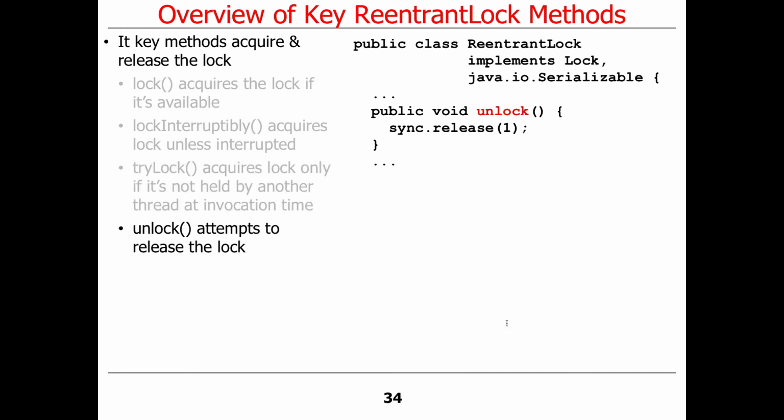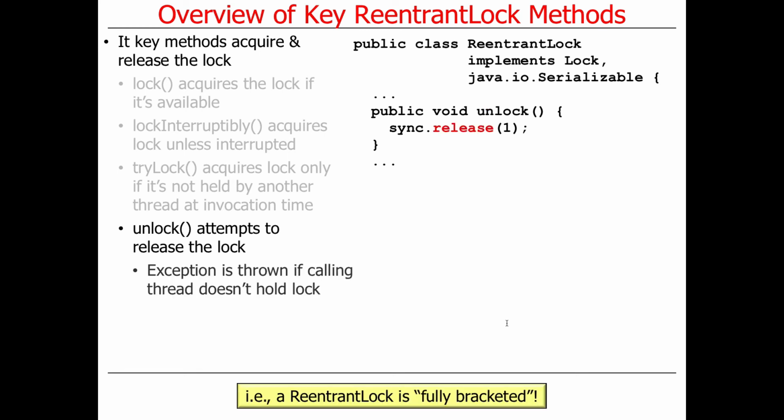When you call unlock, it attempts to release the lock. The reason I say attempts is that if you don't own the lock and you try to release it, an exception is going to be thrown, a runtime exception. The reason for that is that ReentrantLock is intended to be used in a fully bracketed way. Rather than just failing silently, if you try to release a lock you don't own, you should get an exception. It's probably an IllegalMonitorStateException or illegal state exception, is my guess.